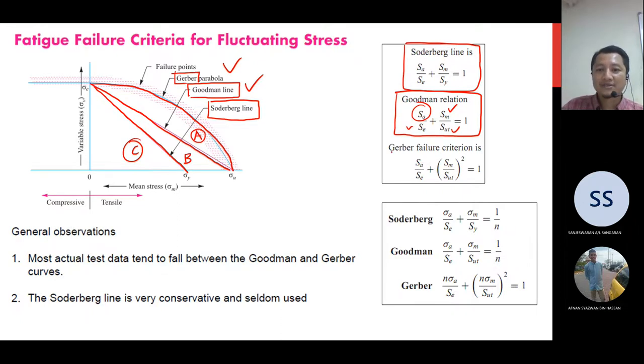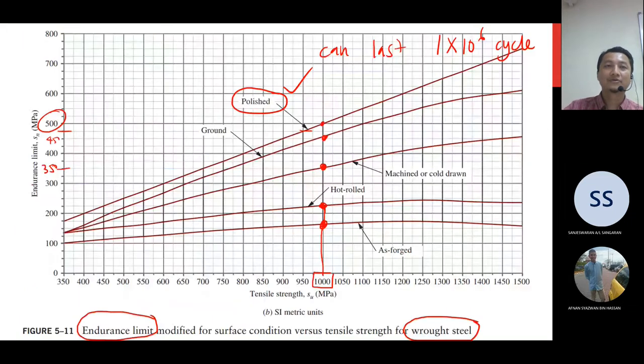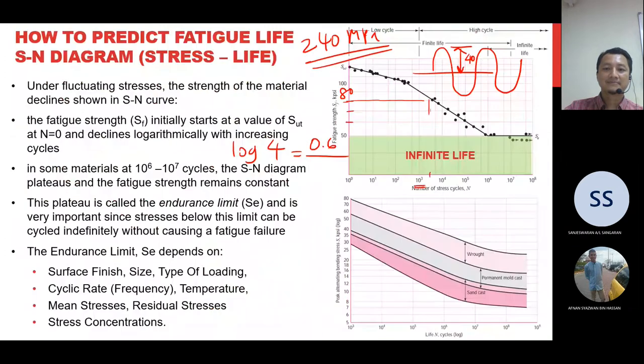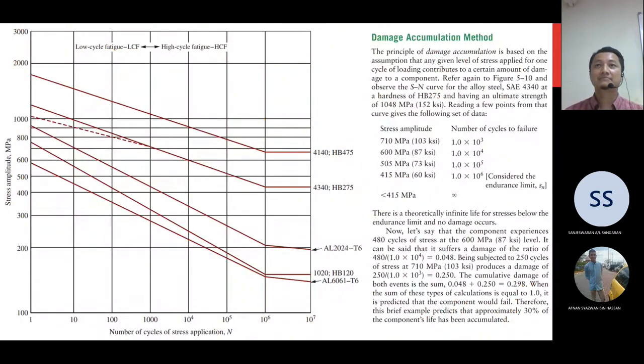So you can use Soderberg, Goodman or Gerber failure criterion if there is no graph. If there is a graph, always use your graph. The graph is more accurate. If there is no graph, use the Soderberg or Gerber lines. But if you have the graph, this is better and more accurate because it is made experimentally. This is the best. Only, they also can't test everything. This test is very, very expensive. Unless your company uses only one material, then it must be tested extensively. So, it depends on your application also.